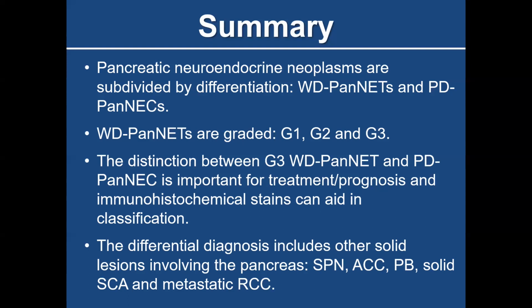Finally, it's important to be cognizant of other solid lesions, either arising in or secondarily involving the pancreas, that can mimic a neuroendocrine neoplasm of the pancreas. That includes solid pseudopapillary neoplasms, acinar cell carcinomas, pancreatoblastomas, solid serous cystadenomas, those with and without mixed neuroendocrine and non-neuroendocrine types of epithelium, and finally, metastatic RCC, especially for the clear cell neuroendocrine tumors.